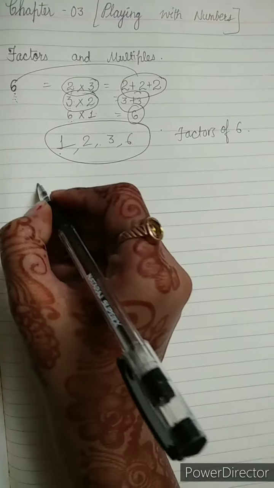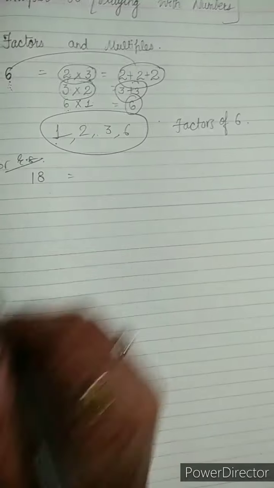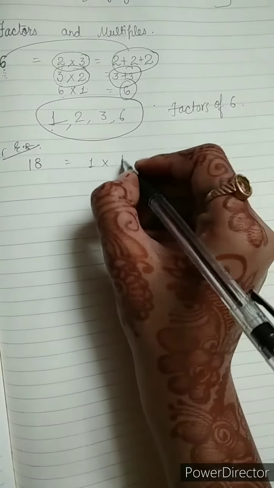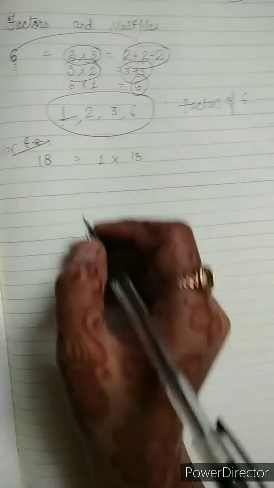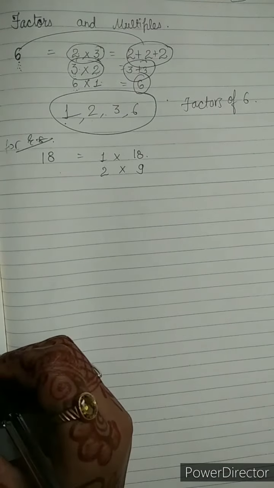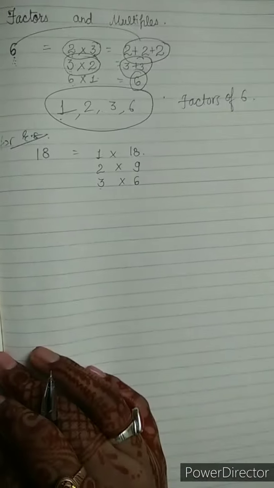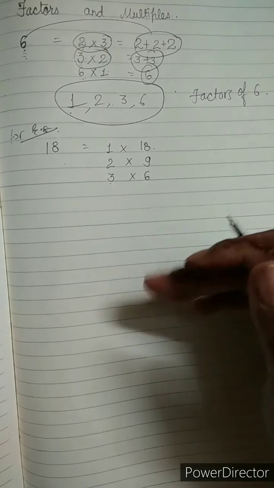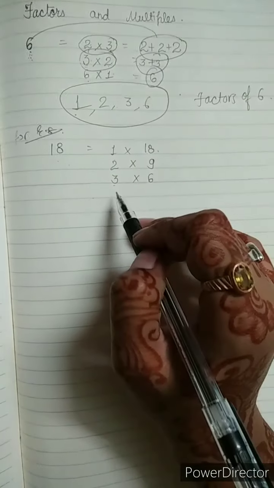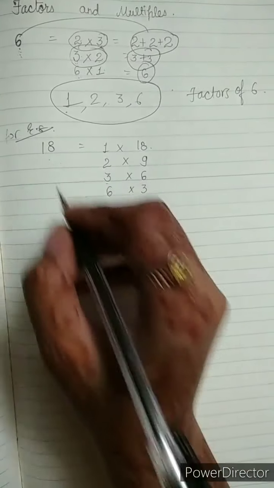Same thing if I take 18. This is another example. If I take 18, in which tables does 18 come? Firstly in the table of 1: 1 18s are 18. Now the table of 2: 2 9s are 18. After that, in the table of 3: 3 6s are 18. In the table of 4, does 18 come? No. Check the table of 5. No. In the table of 6, yes: 6 3s are 18.